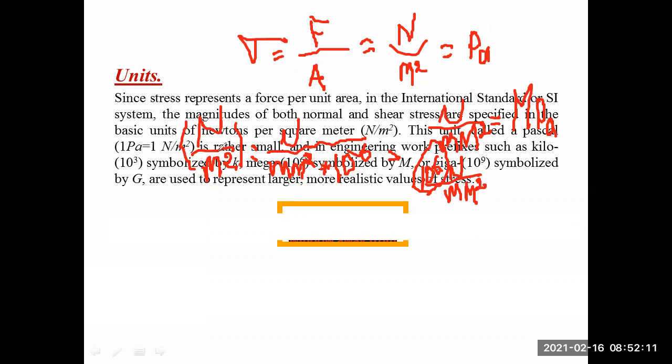Megapascal is Newton per meter square. So you have 10 to the 6 Pascal, which is Newton per meter square. This is your unit.